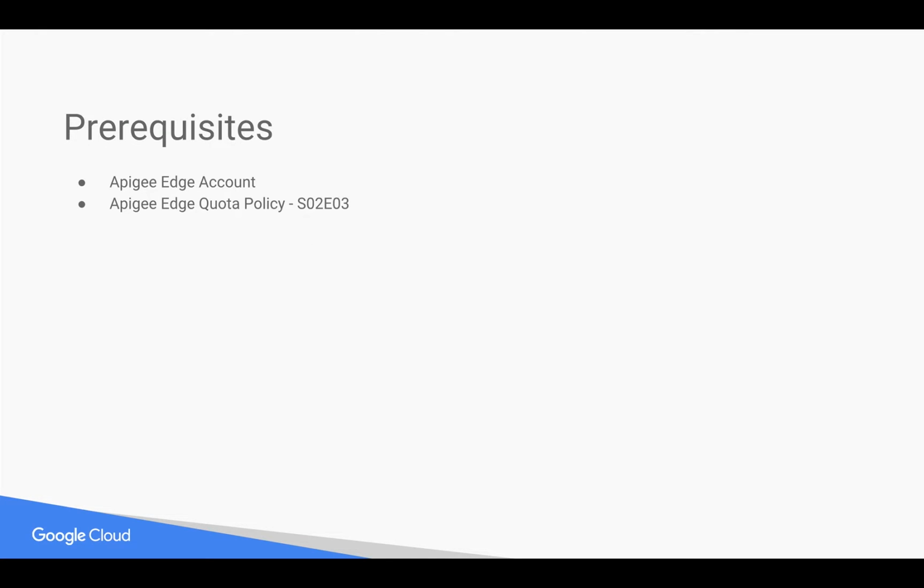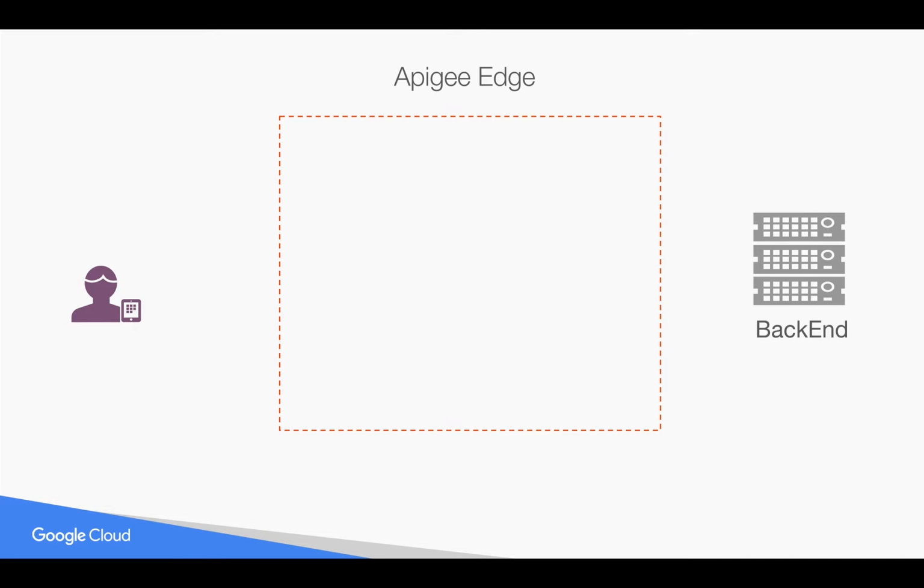Prerequisites for this video: you need an Apigee Edge account. You need a basic understanding of the Apigee Edge Quota policy. For that, you can refer to the earlier 4-minute video. Let's take a look at how message weights work in the Apigee Edge Quota policy.